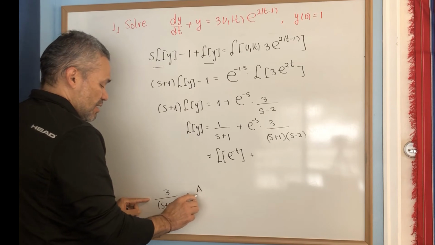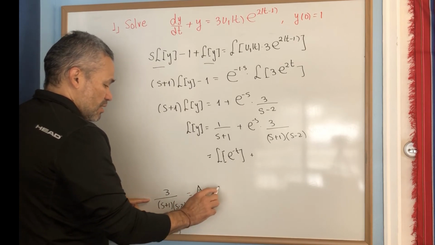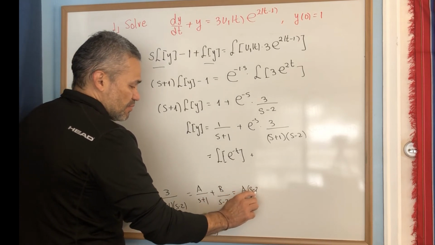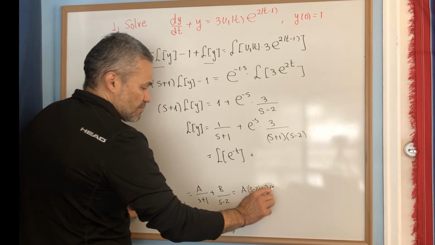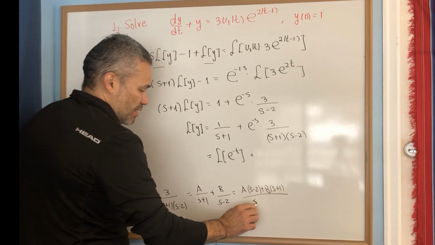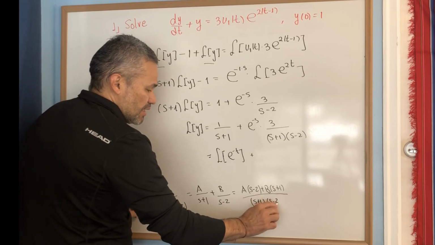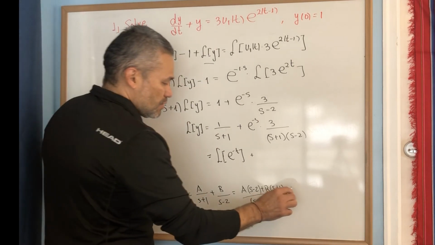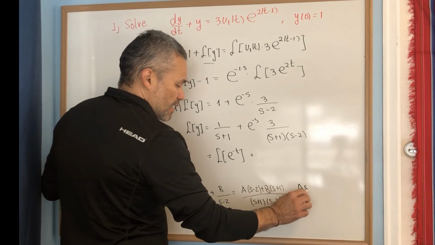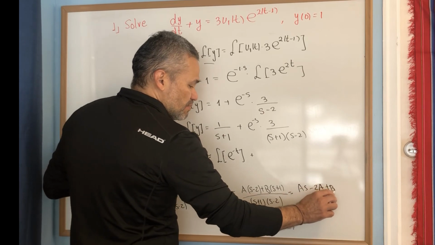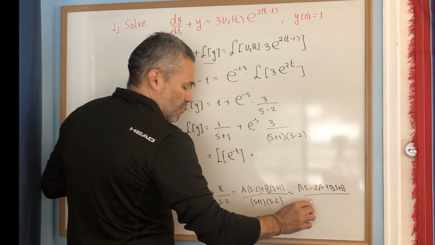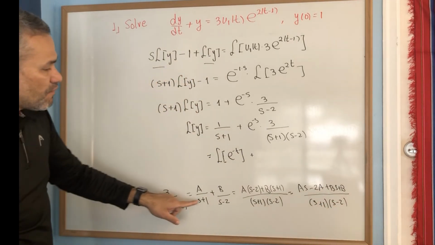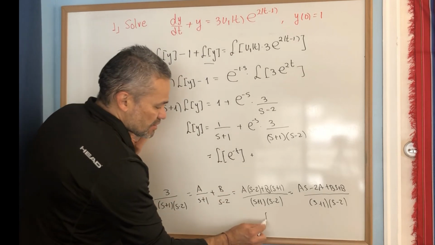In this case, it is a over s plus 1 plus b over s minus 2, and this is a times s minus 2 plus b times s plus 1 over s plus 1 times s minus 2, and this is equal to as minus 2a plus bs plus b over s plus 1 times s minus 2. And in order to find a and b, we set up the system of equations.